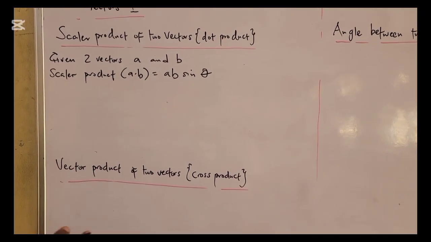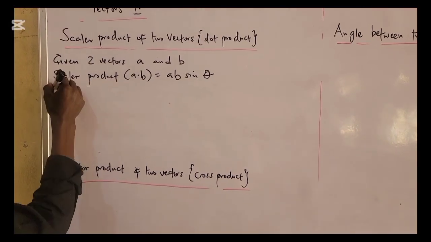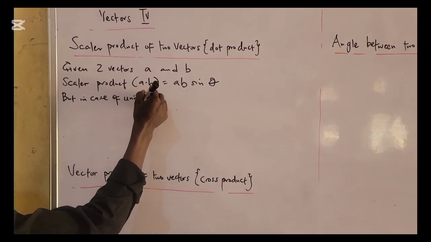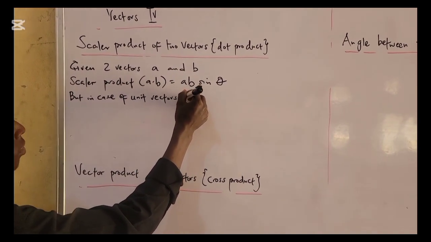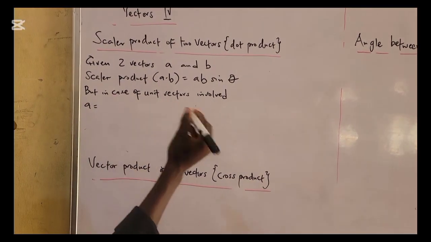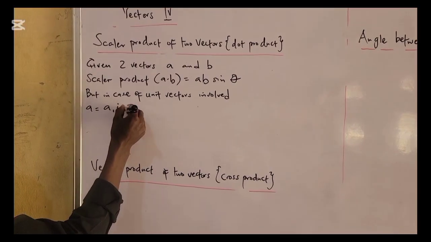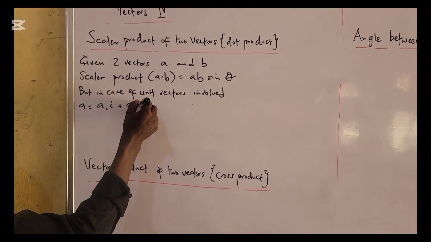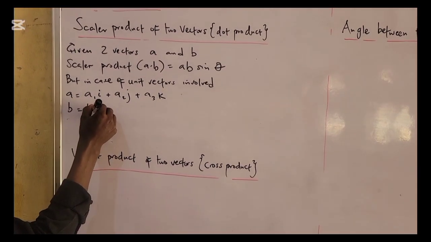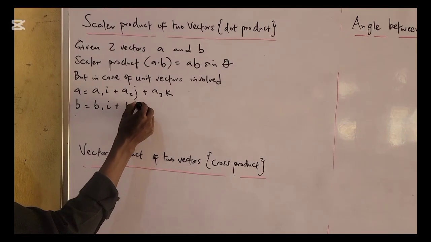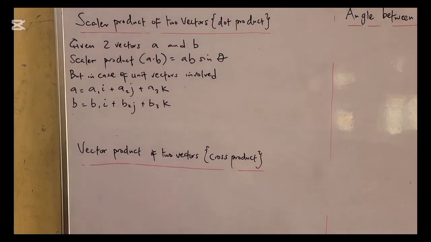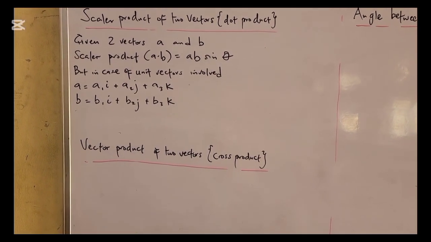But in case of unit vectors involved, maybe in this case we are having our A in the form of i, j and k. In that we have A1 i plus A2 j plus A3 k. We also have B in the form of B1 i plus B2 j plus B3 k. You can see now that it's in the form of unit vectors. So what do we do in this case? We look for the dot product.